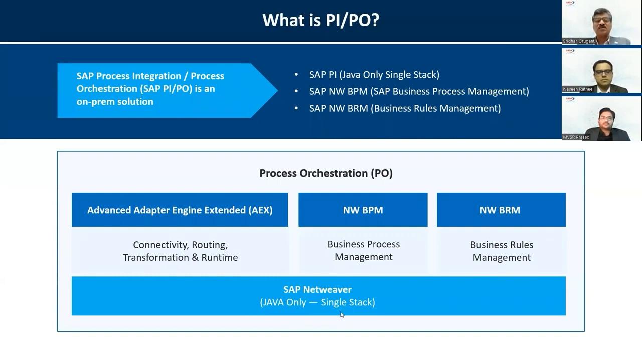This is the NetWeaver stack. On top of that, various components like the AEX component, the business process management component, and the BRM business rules management component used to sit together. This entire portfolio of products put together, SAP used to refer to as SAP PIPO. And this used to be the go-to solution as far as SAP or non-SAP integrations are concerned, especially if the integration involves an SAP system.